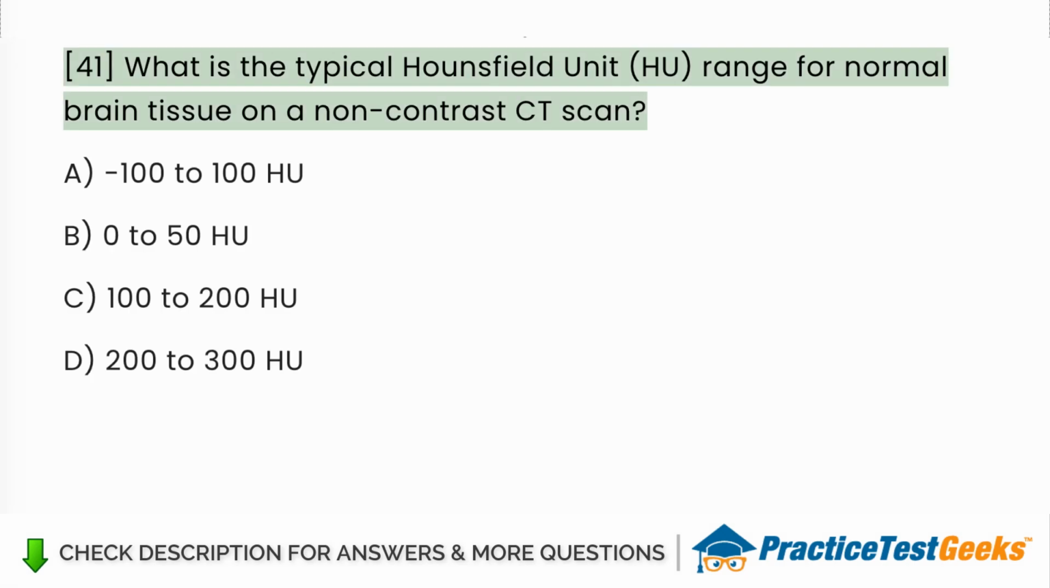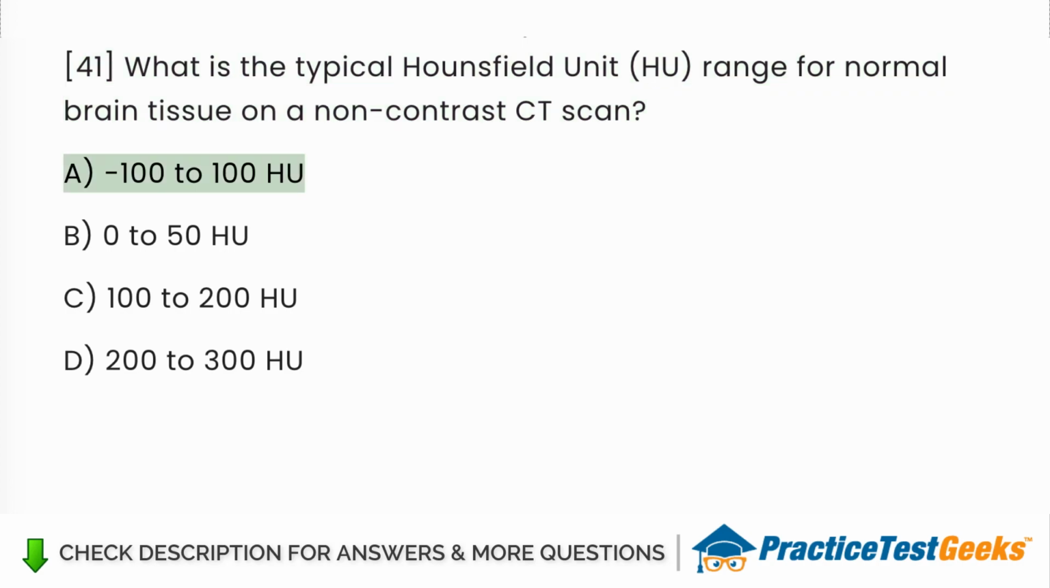What is the typical Hounsfield unit range for normal brain tissue on a non-contrast CT scan? A. -100 to 100 HU. B. 0 to 50 HU. C. 100 to 200 HU. D. 200 to 300 HU.